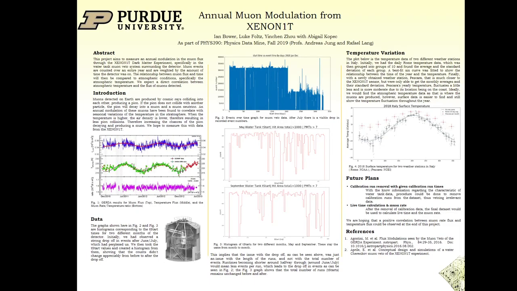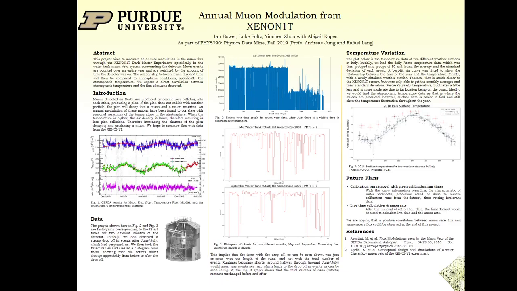This implies that the issue with the drop-off, as can be seen above, was just an issue of the length of the runs and not with the total number of events recorded per run. Run times become shorter around halfway through, around June and July, with many fewer events per run recorded, which led to the drop-off in events recorded, as can be seen in Figure 2. The Figure 3 graph shows that the total number of runs recorded remained unchanged before and after the drop.